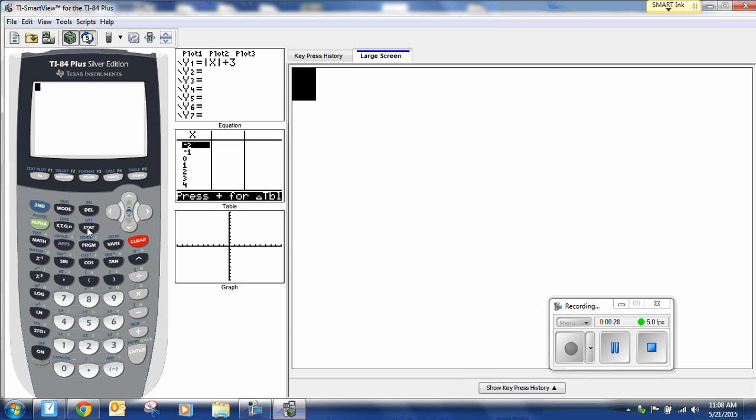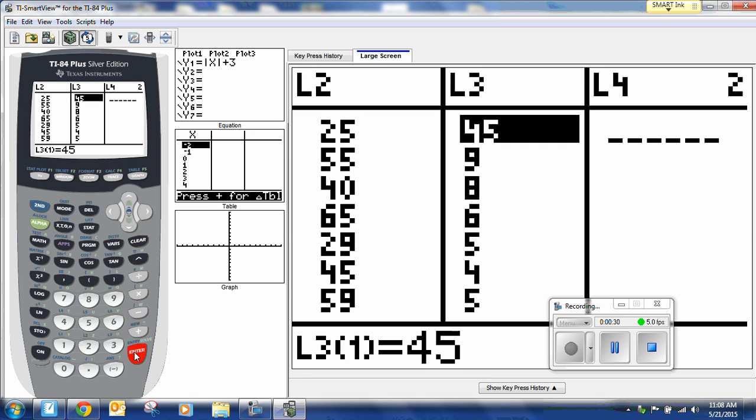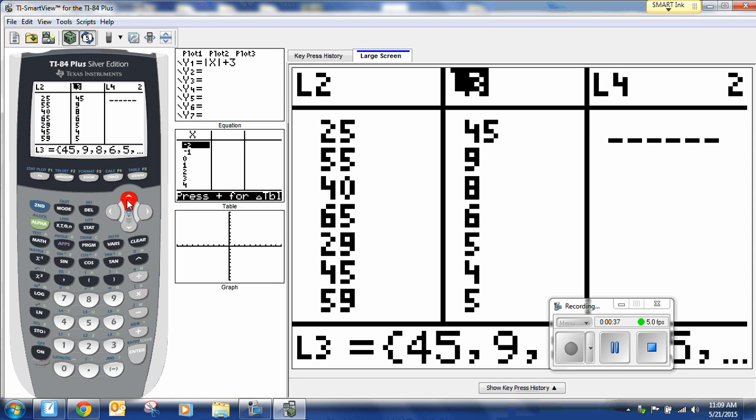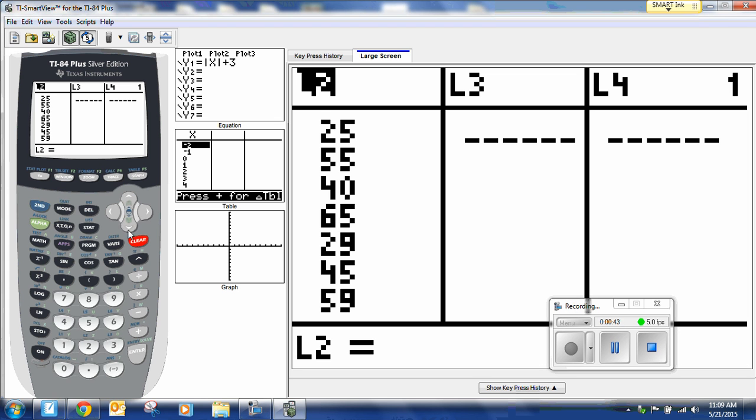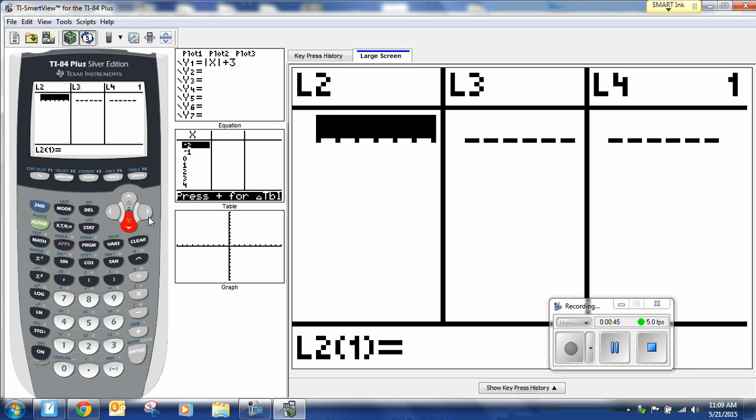So we go to Stat, Edit. As you can see, I have values entered for L2 and L3. So in order to clear, you actually have to highlight, arrow up, hit clear, and then down arrow. Do the same thing for L2. Clear, down arrow. Pretty simple.